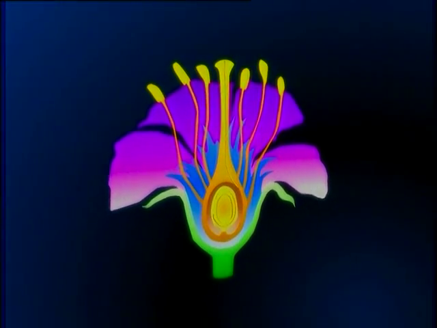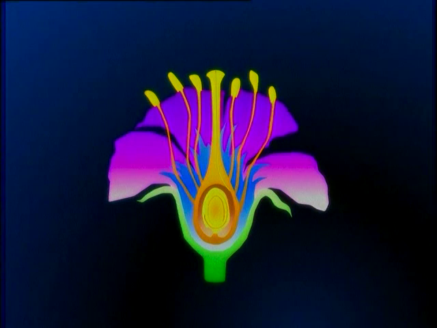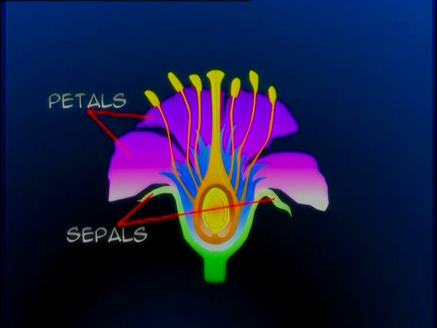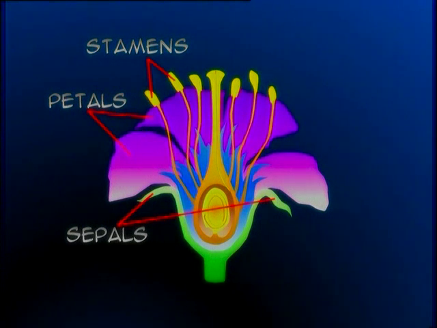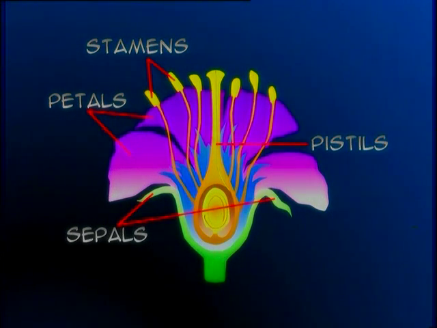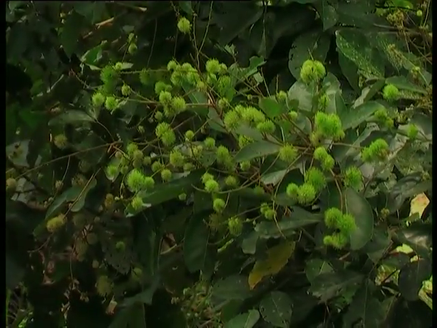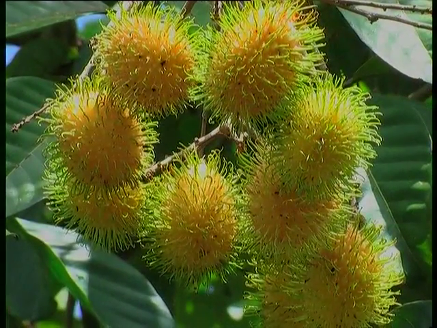A flower is composed of four major parts: petals, sepals, stamens, and one or more pistils. Flowering plants produce flowers and seed-bearing fruits, which will then become new plants.